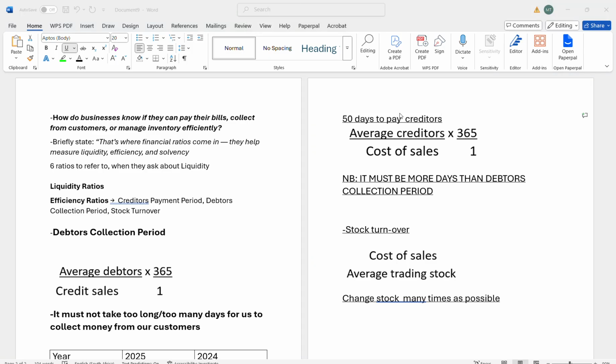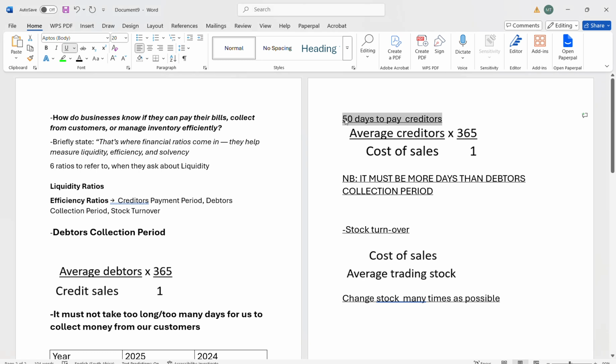Yeah, it is the right formula. Sorry, guys. It's the average creditors over your cost of sales multiplied by 365 over 1. But note that it must be more days than the debtors collection period.